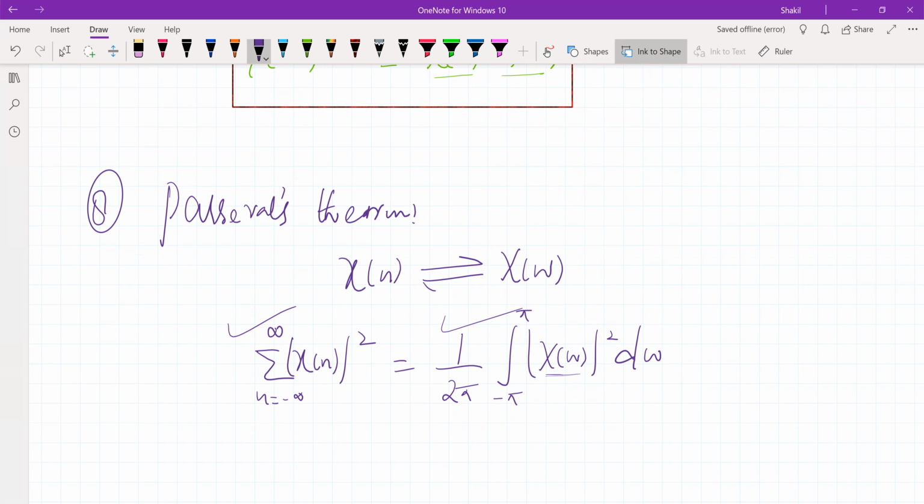All right, let me end this session here. So these are the properties of the discrete time Fourier transform. I hope you understood the concept. Please repeat and please solve the problems yourself.